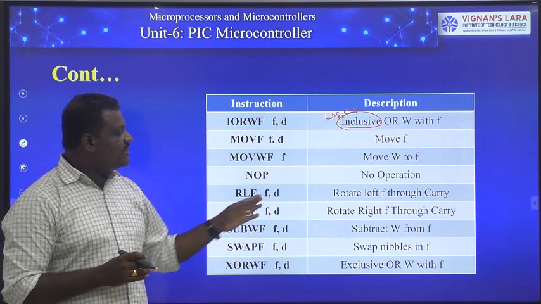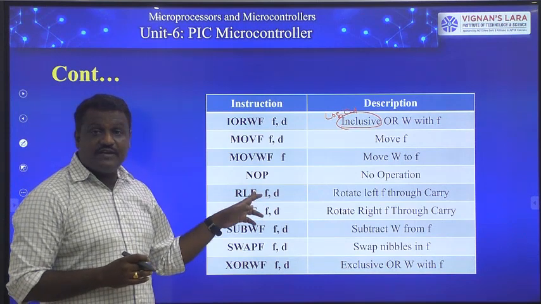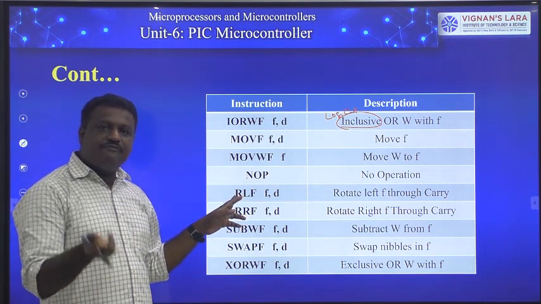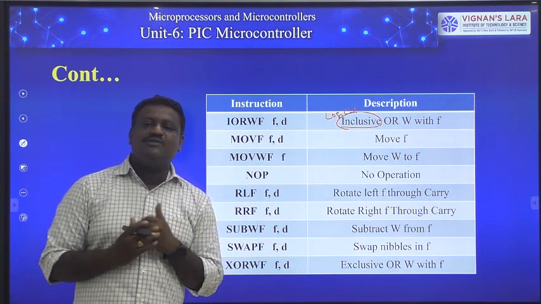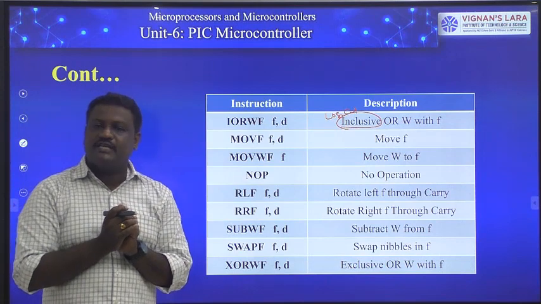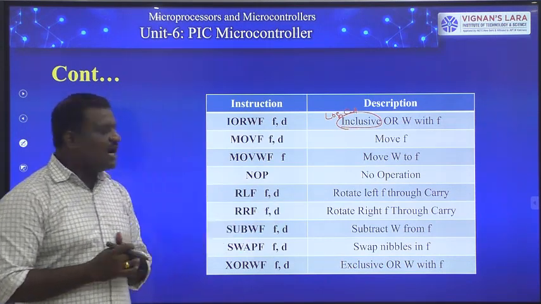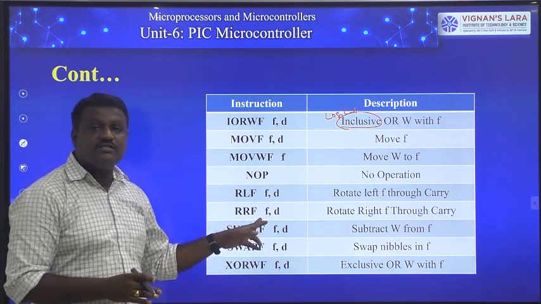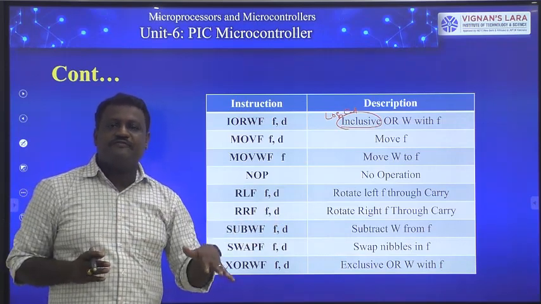Next, RLF F, D. That means rotate left the content of file register F through carry. I repeat, RLF means rotate left through carry the content of file register F. After that rotation operation, the result is stored in that file register itself or it can be stored in a working register. Again, that depends on D itself. Opposite to this one is RRF. That means rotate right through carry the content of file register. Again, based on D value, the result is either stored in file register F or in working register W.